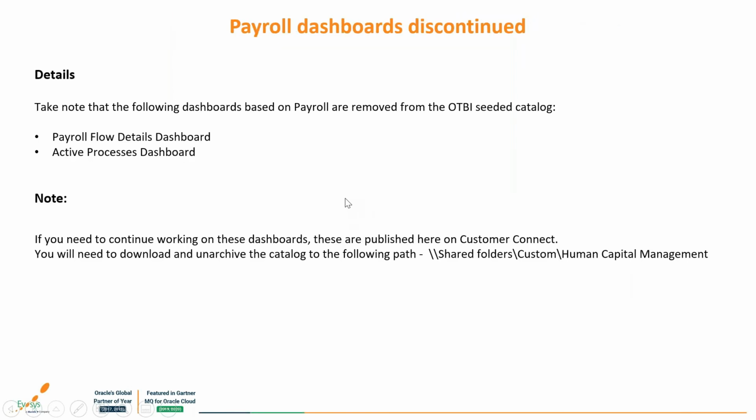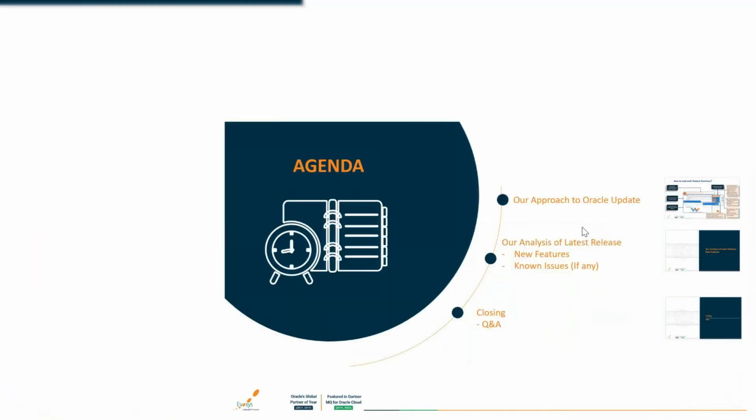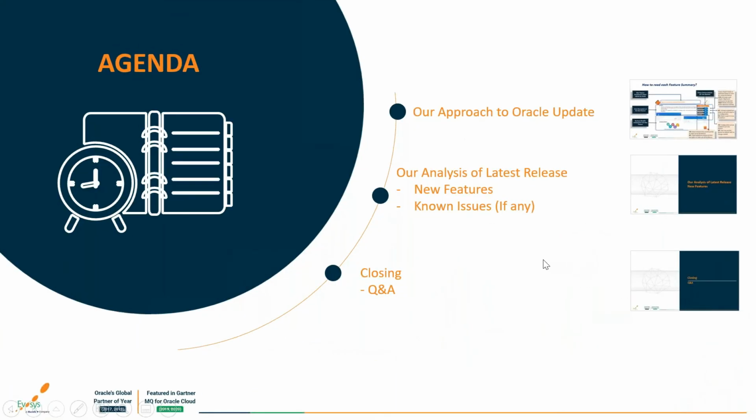And the next removed feature is payroll dashboards discontinued. Two of the dashboards, the payroll flow details dashboard and active processes dashboard, have also been removed from OTBI. That brings us to the end of our session on workforce management and payroll for the quarterly upgrade of 21D.